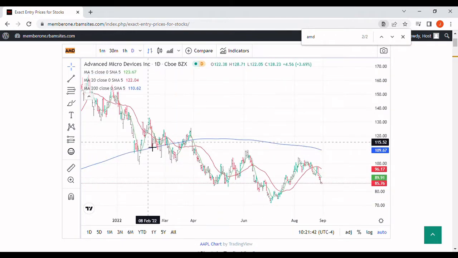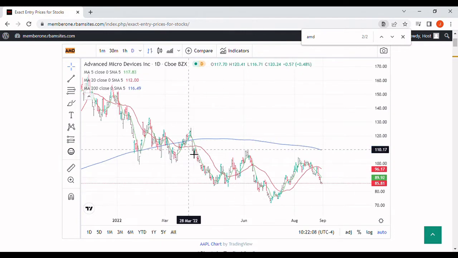We can see we were oscillating around the 200-day moving average back here in the spring of 2022, right around the 115 level, back and forth above and below 115, and we did that for about a month or so, and then we broke through down into a bear market.